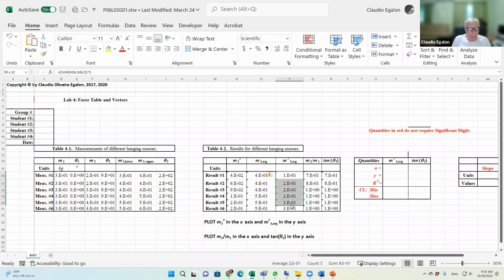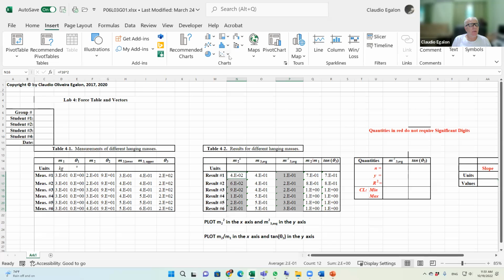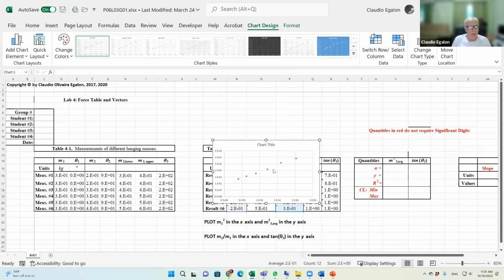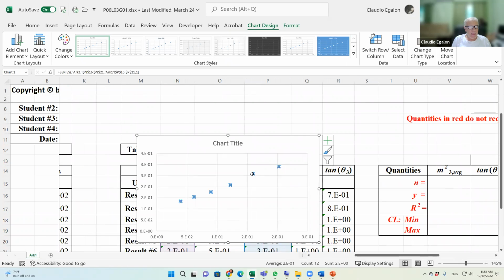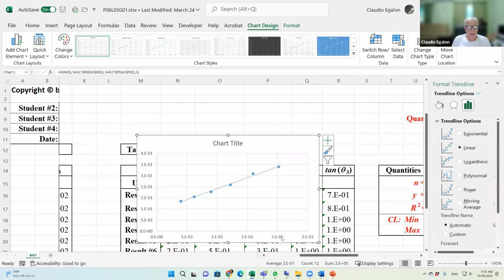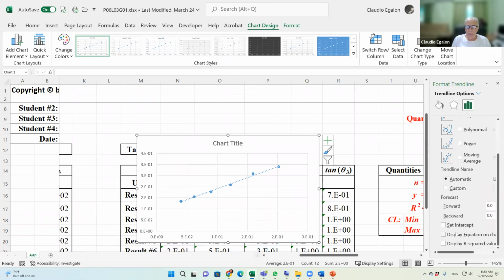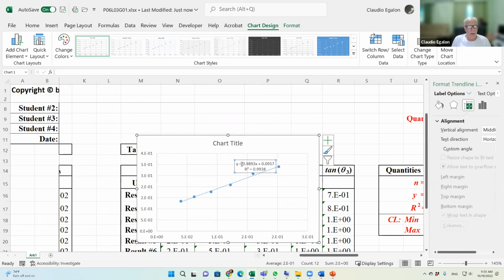Okay, plot M3 square, M2 square. Insert chart, scatter. Let me zoom it so you can see better. Click one of the data points, right click, add trendline. Display equation on chart. Okay, see, display R squared, right? You've got to scroll down, right? Okay, I have the R squared. And then you have this slope value, right? And you have the intercept value.